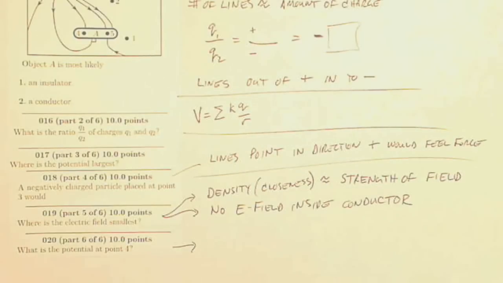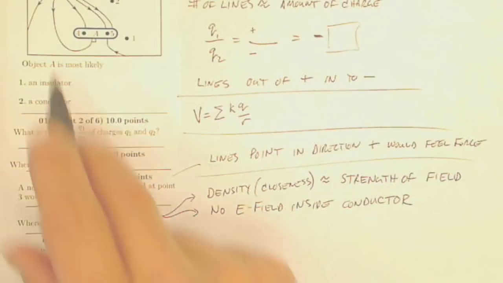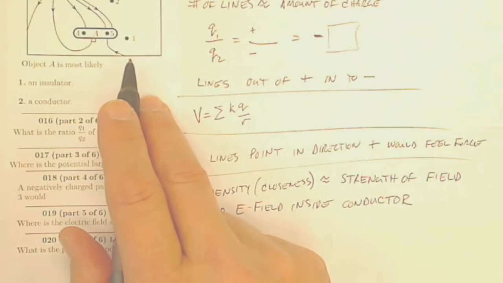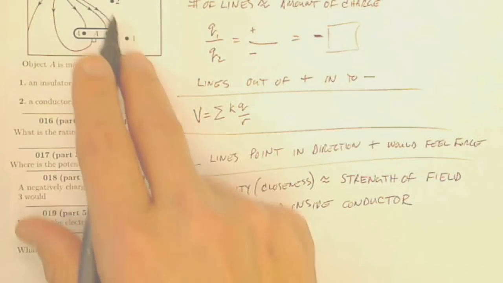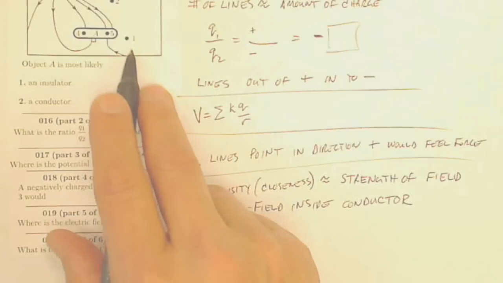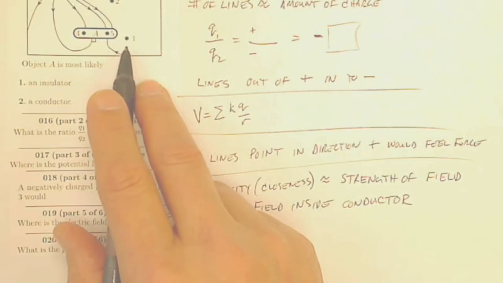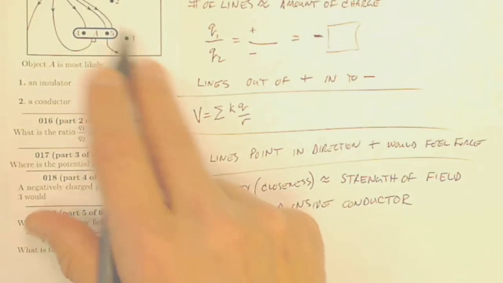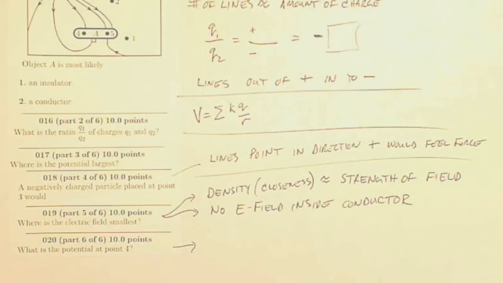So continuing with 19, where's the electric field the smallest? It's only asking about points 1, 2, and 3. I looked at the answers. So you have to look at where the lines are closest together. You get the strongest electric field. Where the lines are furthest apart, you get the weakest electric field. And it sure looks like the lines are farthest apart over there by point number 1.